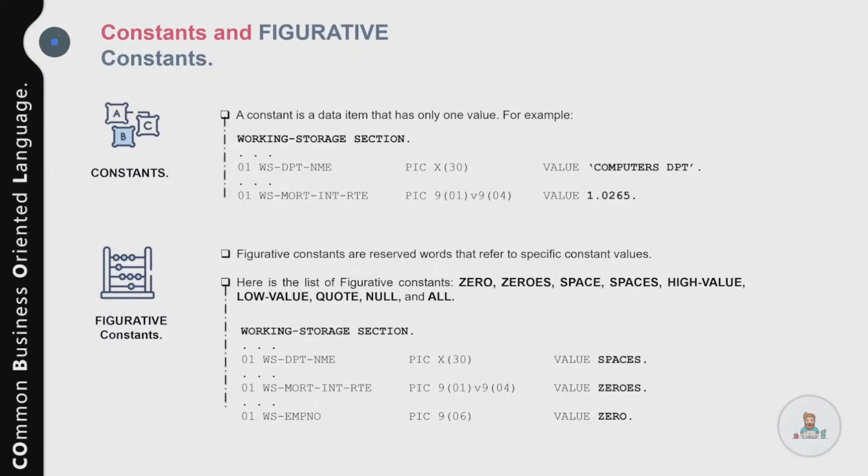And similarly, you can use other figurative constants to initialize these variables with specific values. For example, high value, low value, quotes. These are a couple of important figurative constants that you'll be using in your COBOL programs. And we're going to showcase how you can use these variables in our coming lectures. Lastly, to keep your code simple and consistent, it is always recommended that you use the singular form of figurative constants, that is zero, space, quotes, high value and low value.